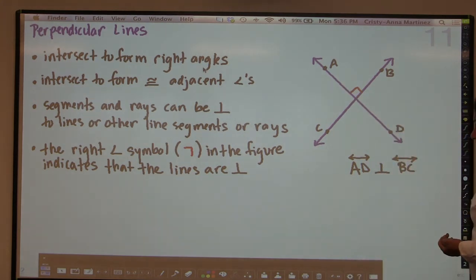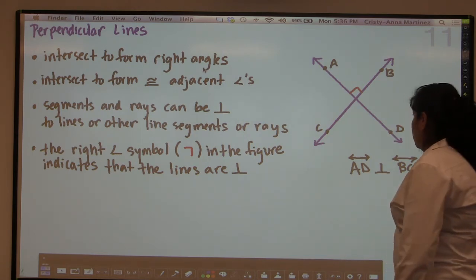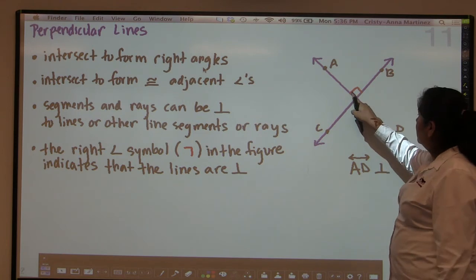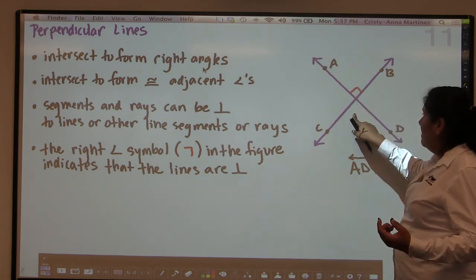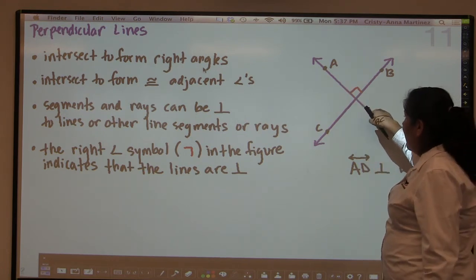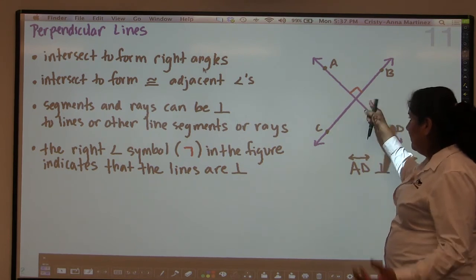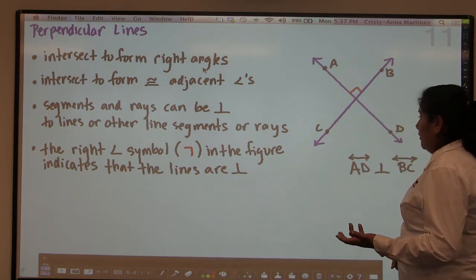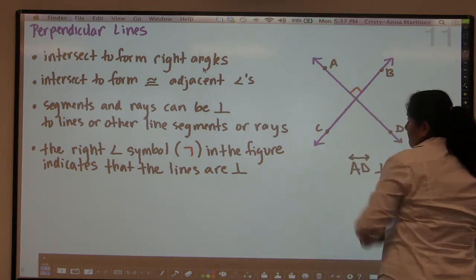Also, perpendicular lines intersect to form congruent adjacent angles. So just because I only have a box here doesn't mean anything. We know that because this and this are vertical angles, then these are also 90. And since this is a linear pair, they have to add up to 180. So 90 and 90 would add to 180. And then those are vertical angles. So again, you get a bunch of 90-degree angles. So not only is this one 90, all of these are 90.